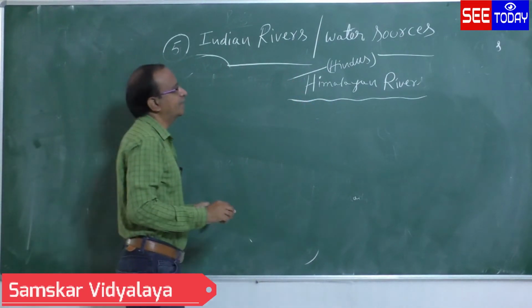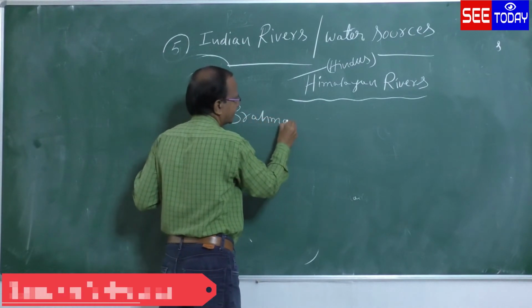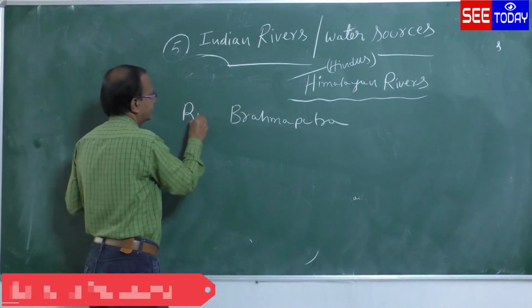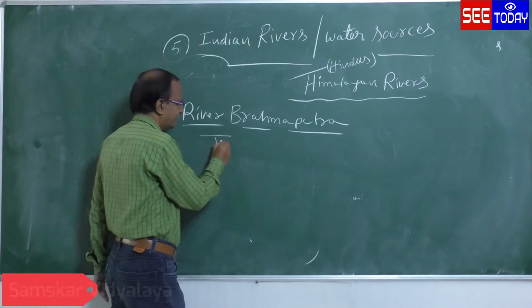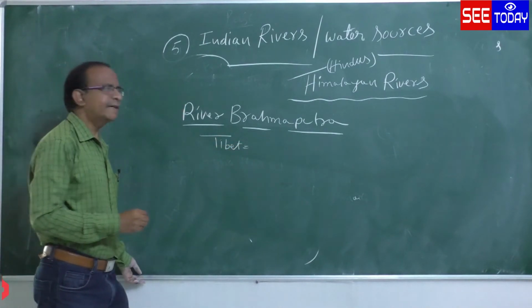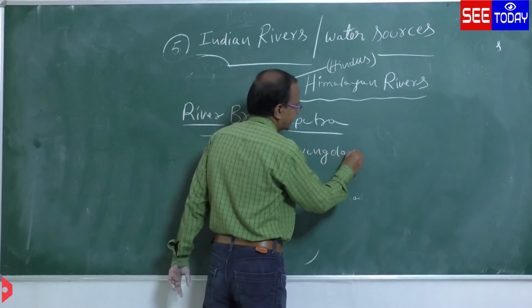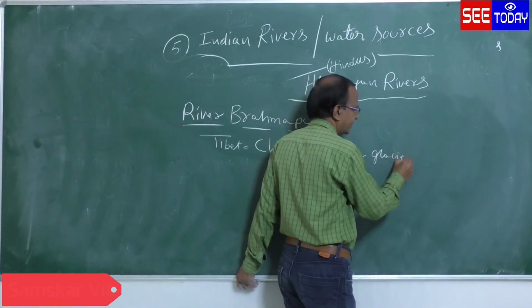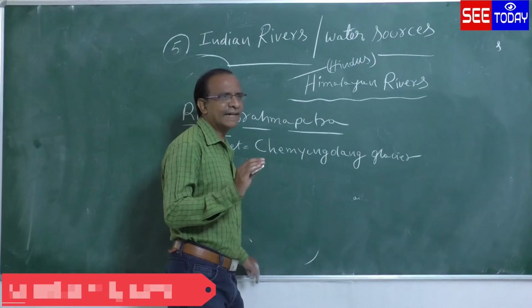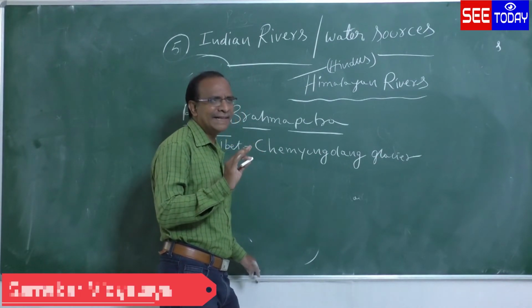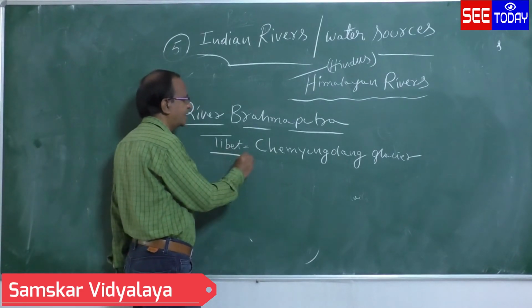The last but not least river among the Himalayan rivers is the river Brahmaputra. And what about this river Brahmaputra? It is also born in Tibet, at a location called Chemayungdung Glacier, nearby the Kailas range of mountains and the Manasarovar lake. In between these, we find this river Brahmaputra originating.